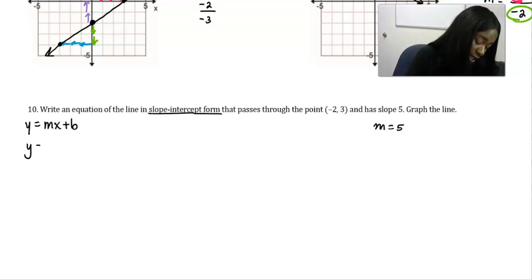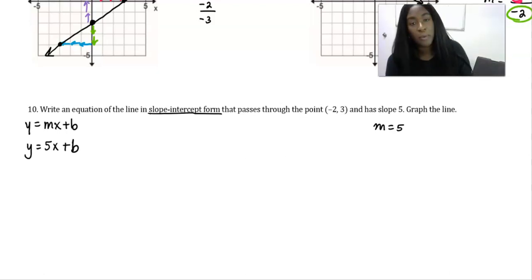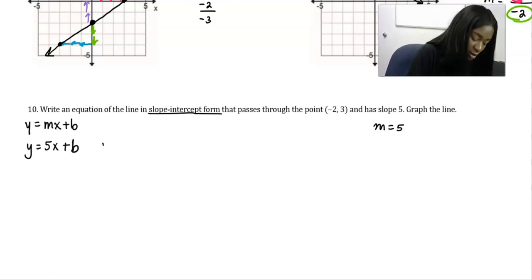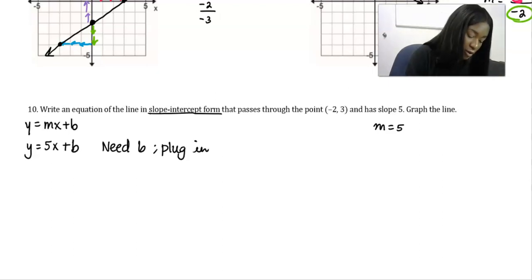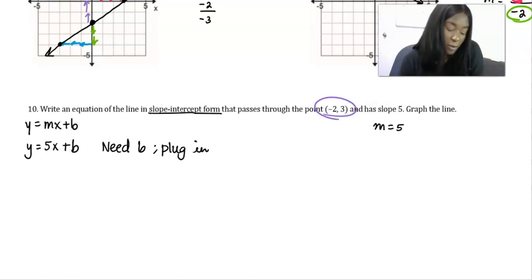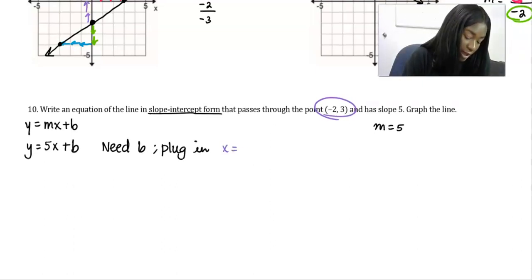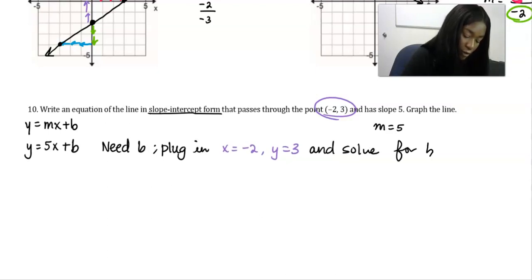So I'm going to go ahead and plug that in. I know that y is equal to 5x plus b. But we need to find b, right? To find b, what we're going to do is plug in the point that they already gave us. They told us that the line goes through the point negative 2, 3. That means that x is negative 2 and y is 3. So we should be able to plug those in and solve for b.